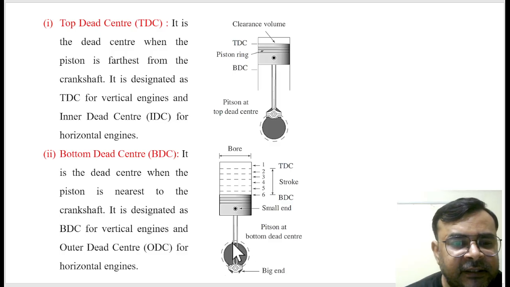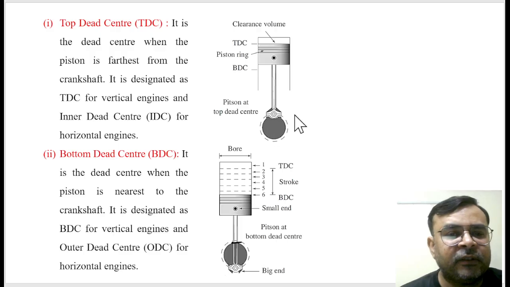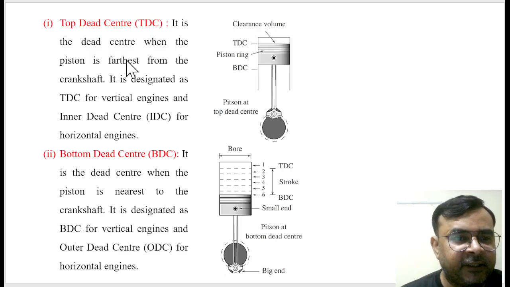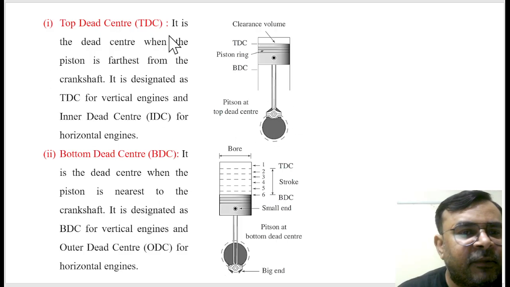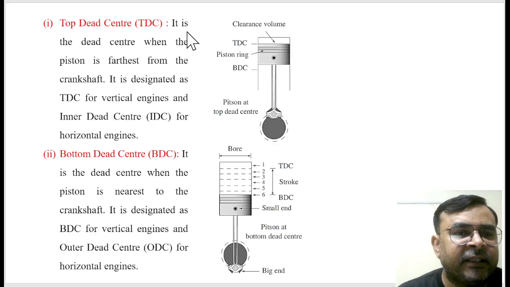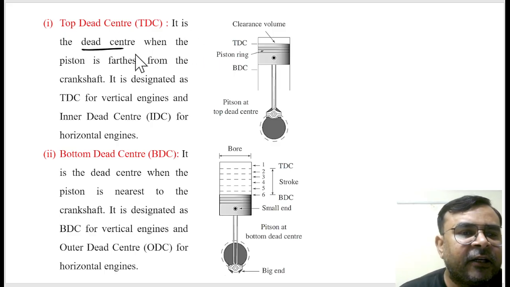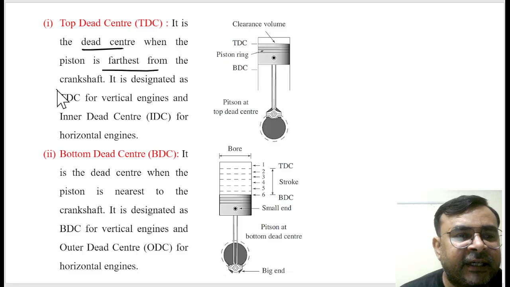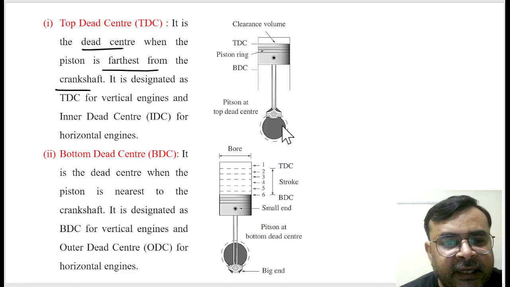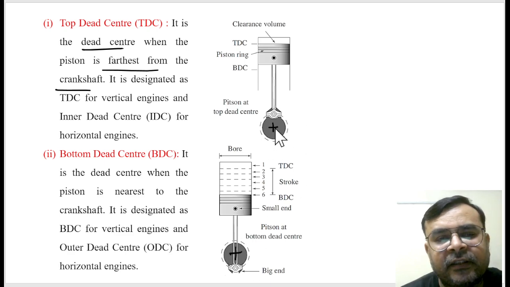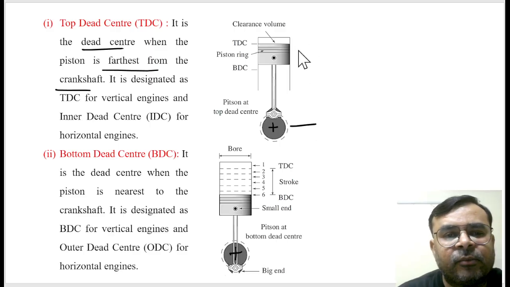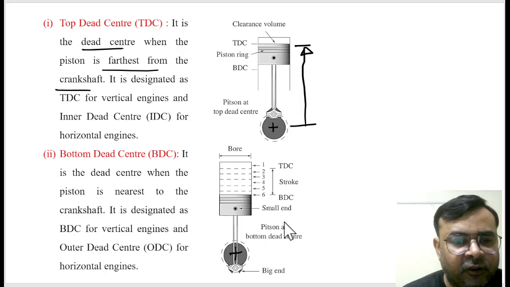So you can see this is the region where both are overlapped, and here there is no overlapping, right? Which I already told you in the previous slide. So for the university exam purpose, if they ask what is top dead center, then simply say it is a dead center when the piston is furthest from the crankshaft. Remember, here we have a crankshaft. So this is the location, this is the reference point. So from this reference point, the furthest position of piston is top dead center.